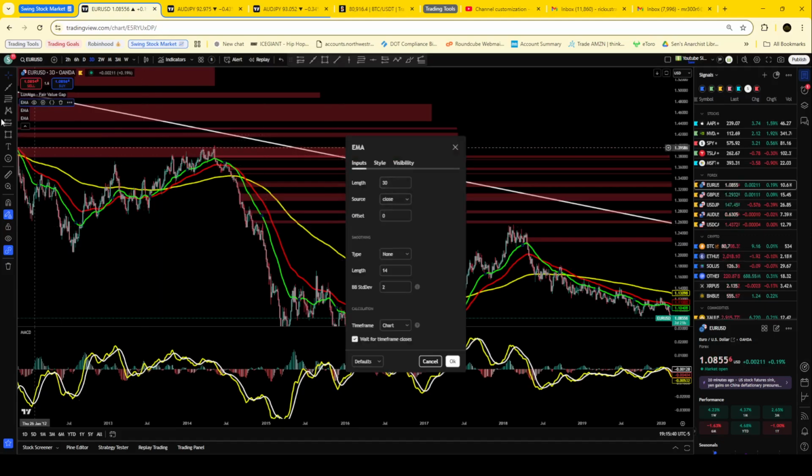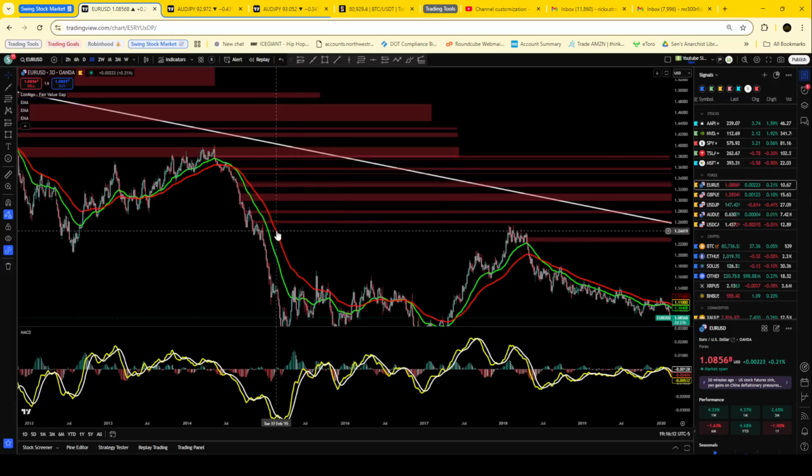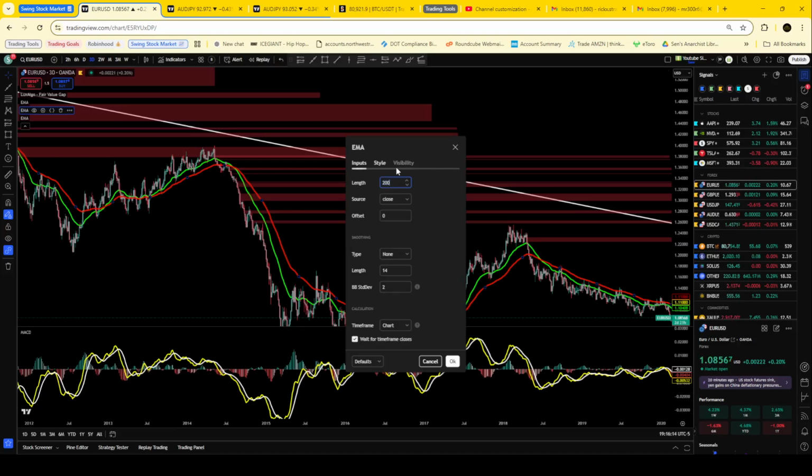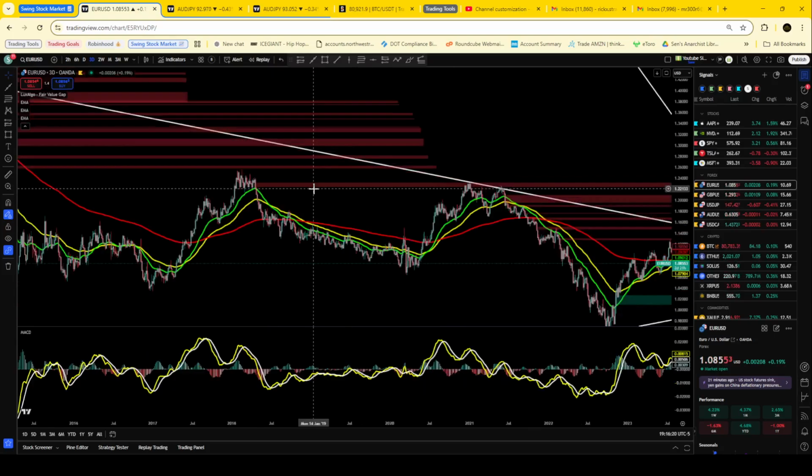You just use 30, 60, and 200. So I color coordinated these EMAs. This is actually wrong. So I use green for the lowest and red for the highest, just like a stoplight. Let me make sure everything else is good. So we want to put that one to 200. Boom, like that. Just like that.